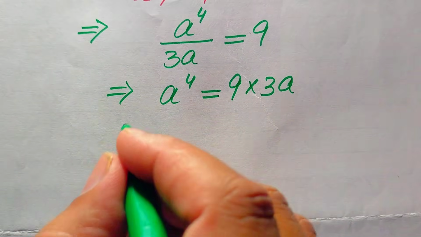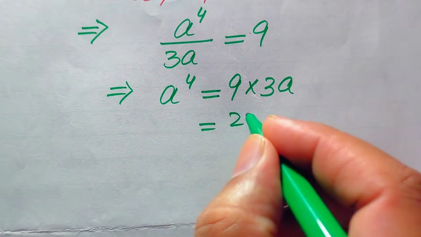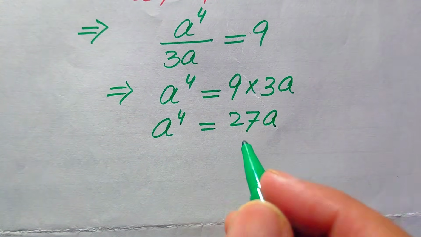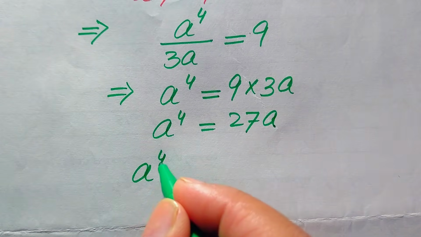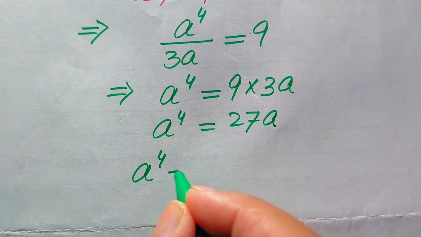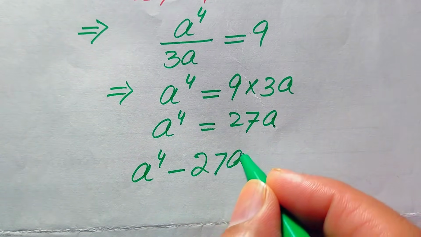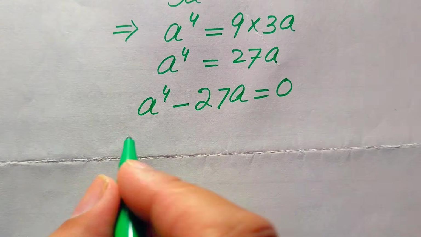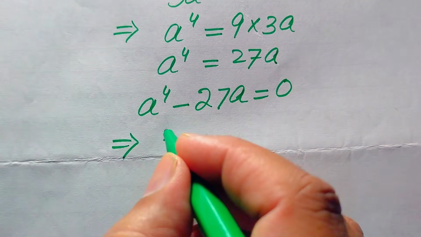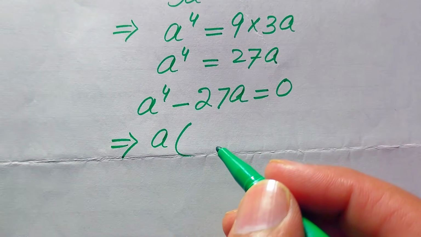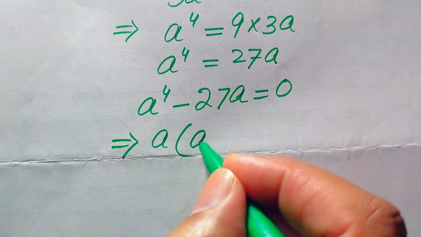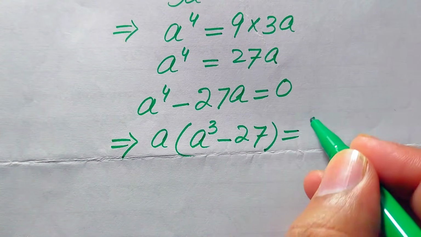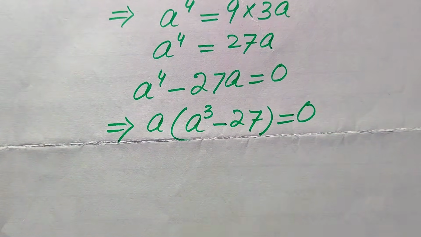So you know that 9 times 3 becomes 27a, and on the left hand side we have a to the power of 4. So we move the term 27a from the right hand side to the left hand side, and it becomes minus 27a, and this whole equation is equal to 0. Now you see both of these two terms involve a, so we take a common from here, and the remaining values are a cubed minus 27, and this whole equation is equal to 0.